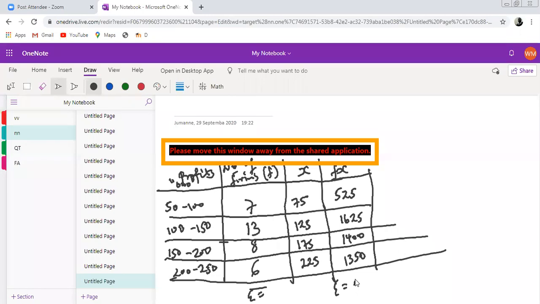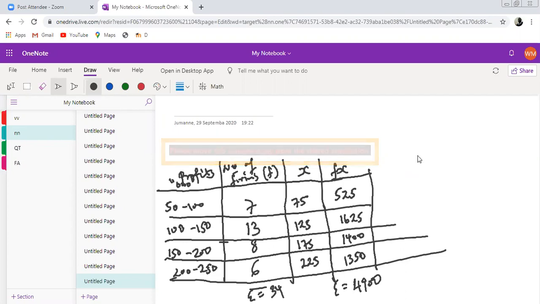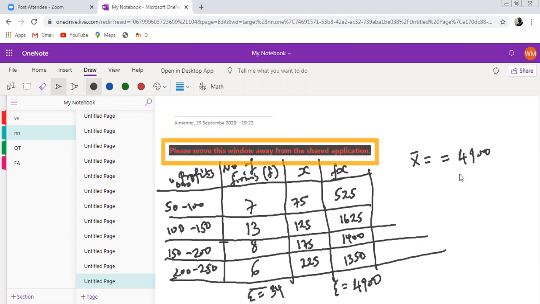$4,900. What about the total for f? 34. So we can calculate our x bar, or the mean, which will be equal to the sum of fx, which is 4,900, over the sum of f, which is 34. You get that mean.